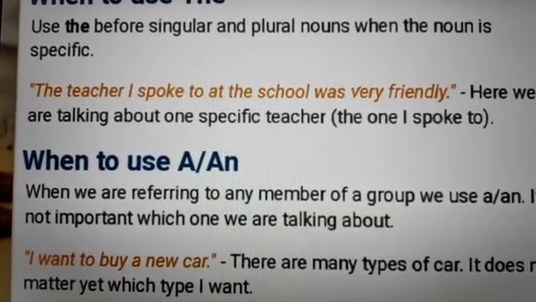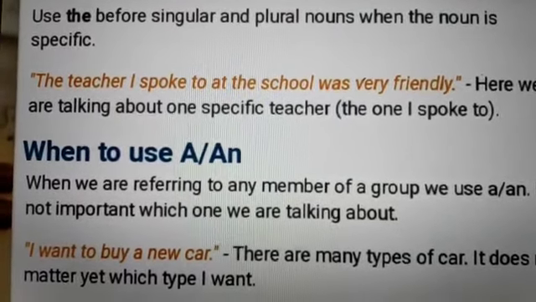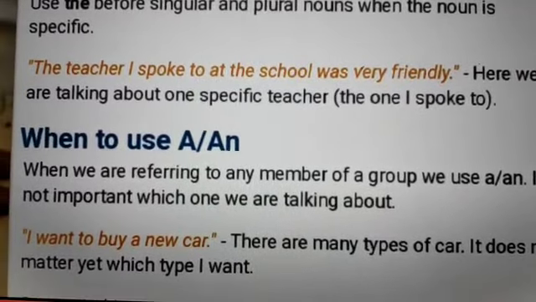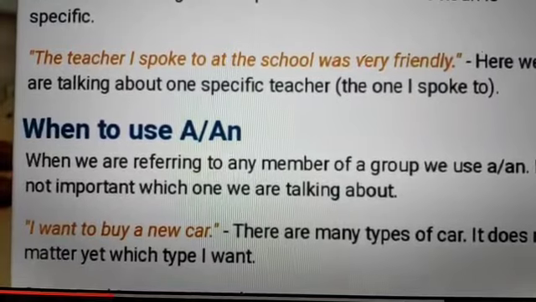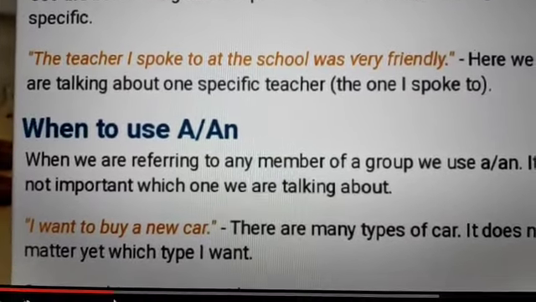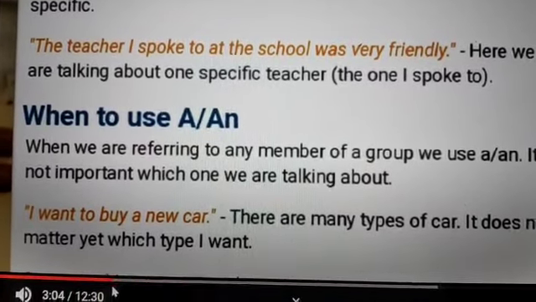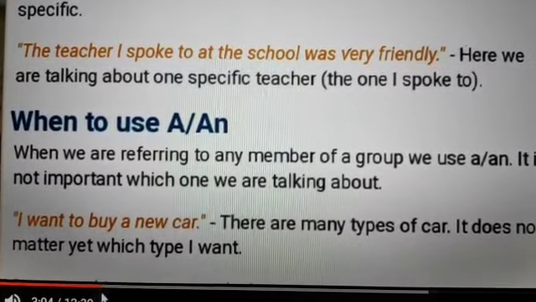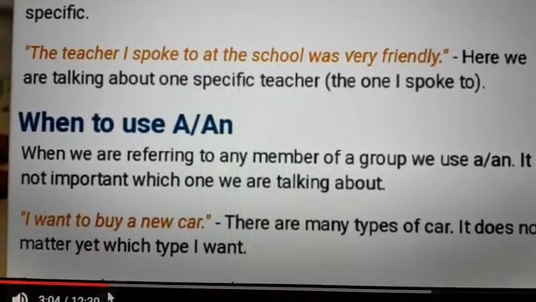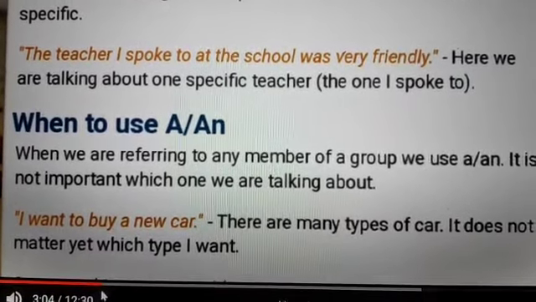So here let's take an example. Our teacher I spoke to at the school was very friendly. So that is not any teacher, but as we're talking about the particular teacher, the would be the correct one. So when to use the article a or an? When we are referring to any member of a group, we use a or an. It is not important which one we are talking about.